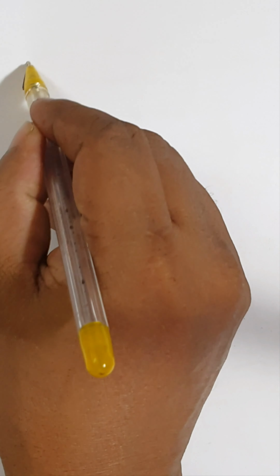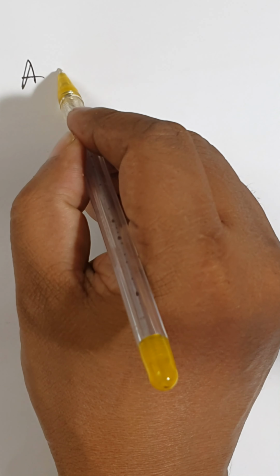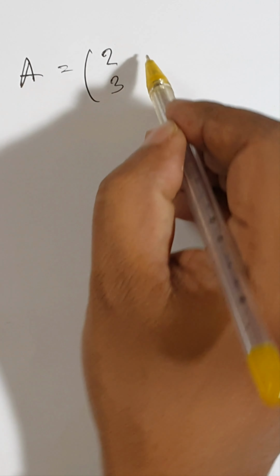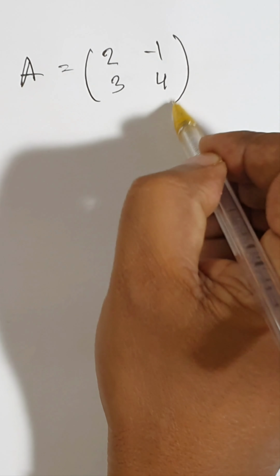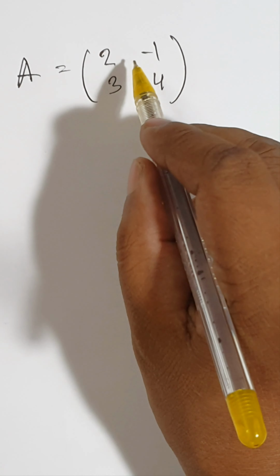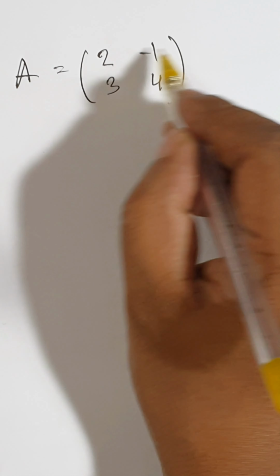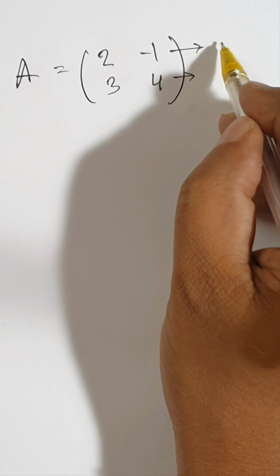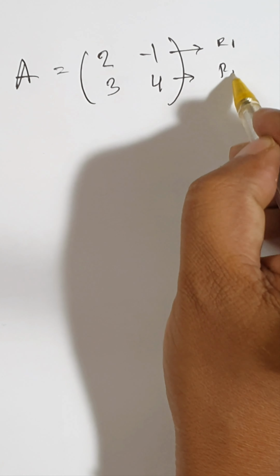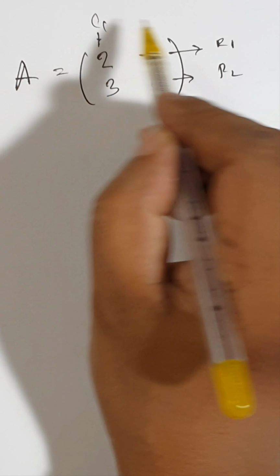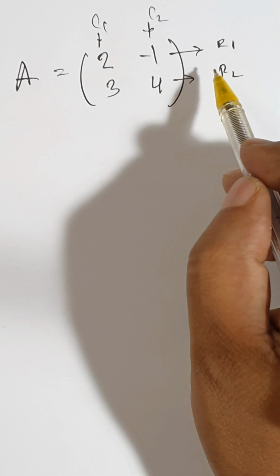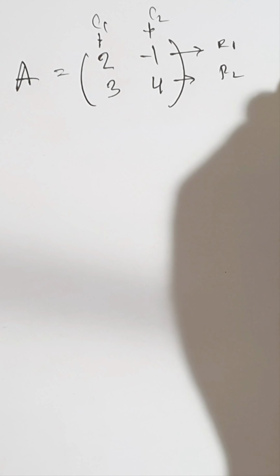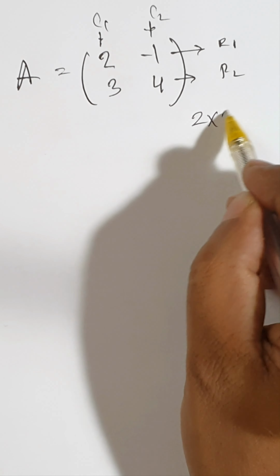let me first of all write down one question here. Suppose A equals 2, 3, minus 1, 4. We know that this is a 2 by 2 matrix since it has 2 rows and 2 columns. This is row 1, row 2, and this is column 1 and column 2. So since there are 2 rows and 2 columns, we can write it as a 2 by 2 matrix.